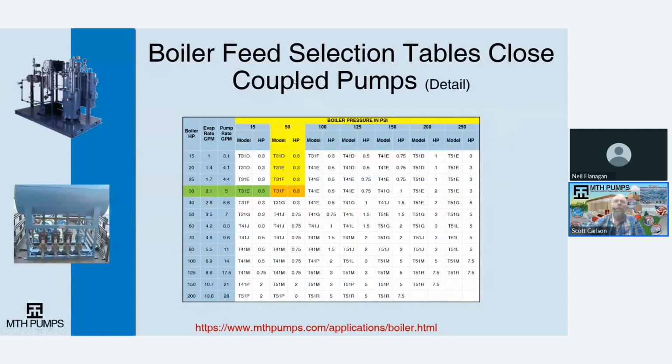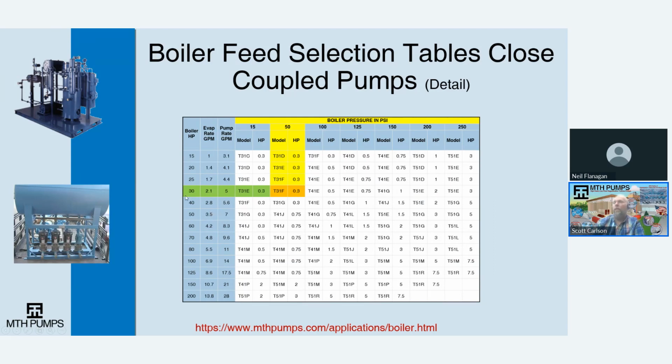So the very first selection we're going to talk about here is boiler feed selection. This table is available on our website as well. But basically, if you have the boiler horsepower and the pressure that the system is running at, you can select a pump off of a table that should cover all of the bases for that particular boiler system.